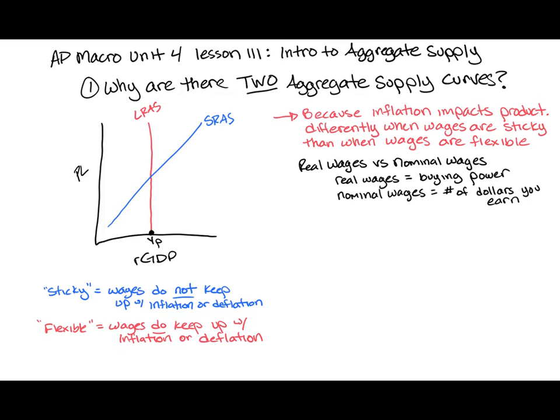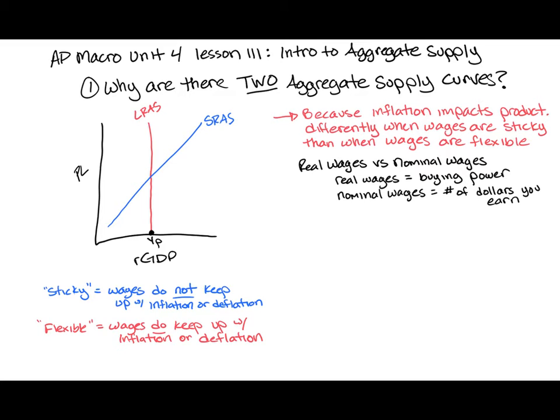Essentially, the big three takeaways that students need to have from this lesson are, one, that it's changes in wages, nominal wages specifically, that differentiate the short run from the long run. When nominal wages are fixed or nominal wages are sticky, we're on the short-run aggregate supply curve. This is where we spend the vast majority of our time. And when nominal wages are flexible, we'll find ourselves, at least temporarily, on the long-run aggregate supply curve.